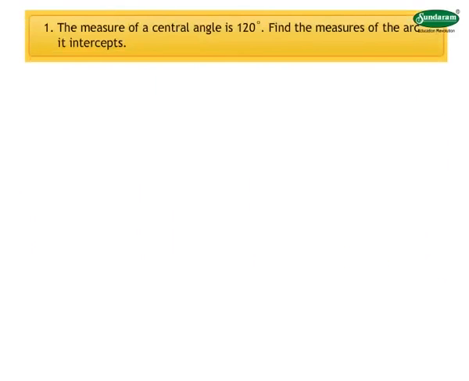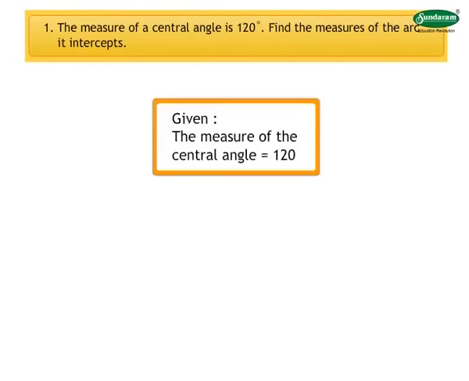Let us solve few sums. 1. The measure of a central angle is 120 degree. Find the measures of the arc it intercepts. Given, the measure of the central angle is equal to 120.